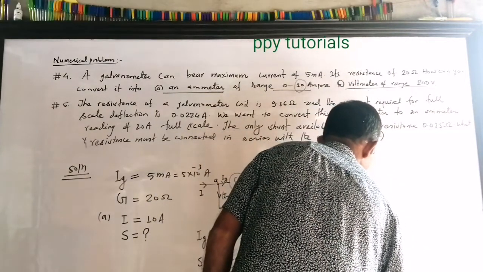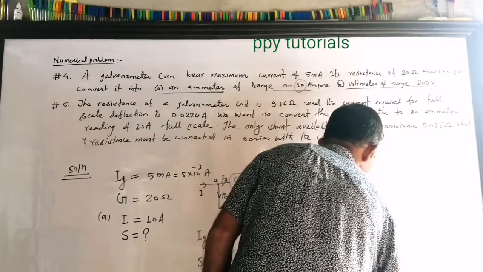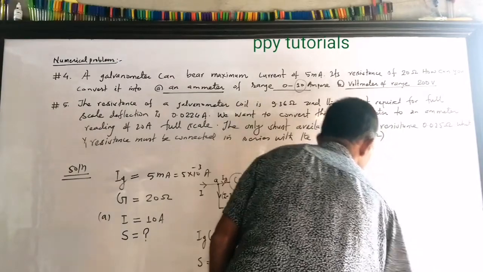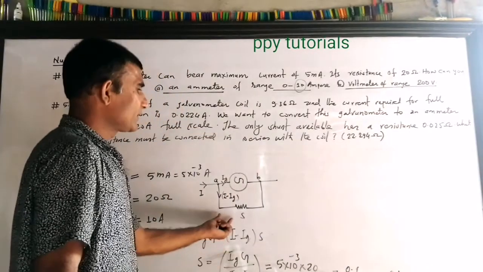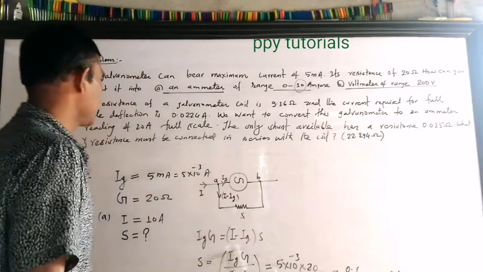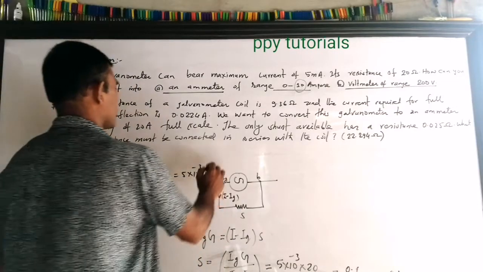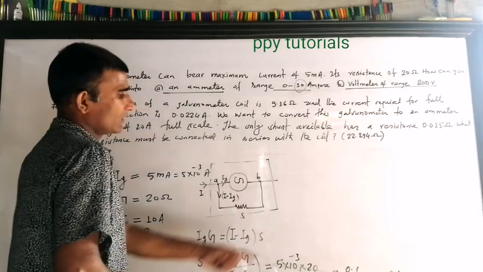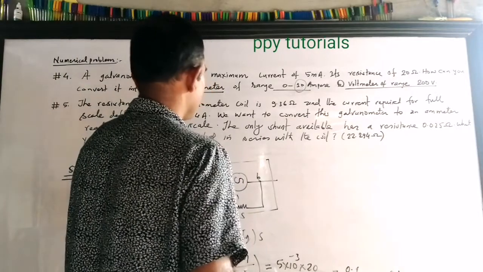0.1 divided by nearly equals to 10, and so you get 0.01 ohm. So if you are going to connect 0.01 ohm resistance, then your galvanometer now as a whole becomes the ammeter, and that can measure the current up to 10 ampere.